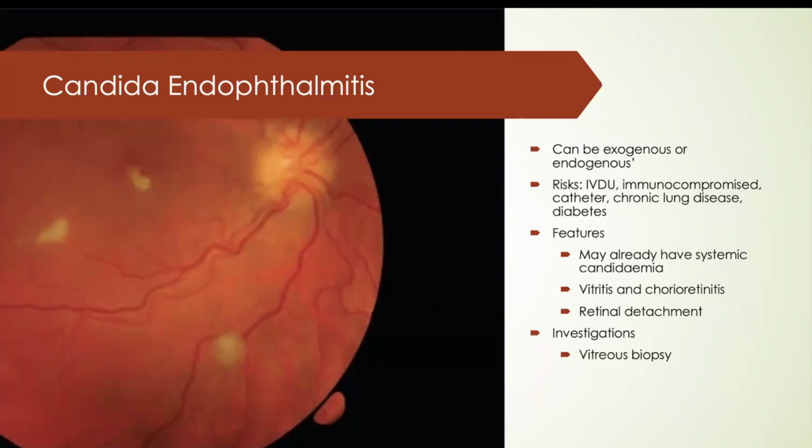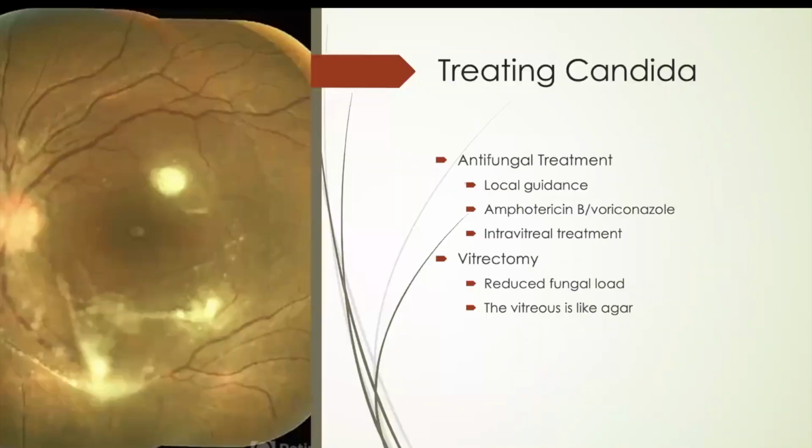They may already be diagnosed with a systemic candidemia, with a blood culture, for example, or they may present with a vitritis, a chorioretinitis, even retinal detachment. You may want to investigate these patients with a vitreous biopsy. You're going to start off with antifungal treatment. It will depend on where you work in terms of what the local guidance is. Usually something like amphotericin B or maybe some oral or intravitreal voriconazole. And sometimes a vitrectomy can be really helpful.